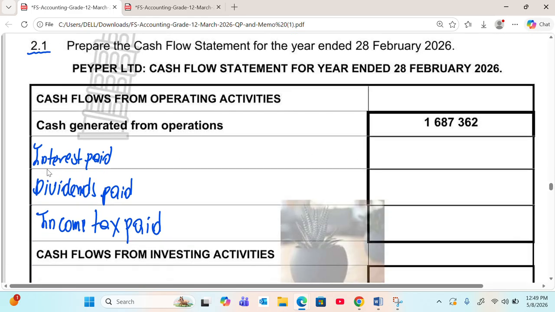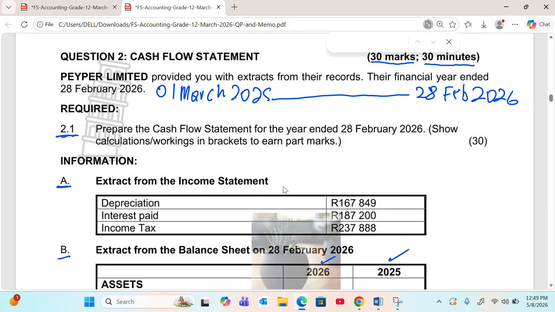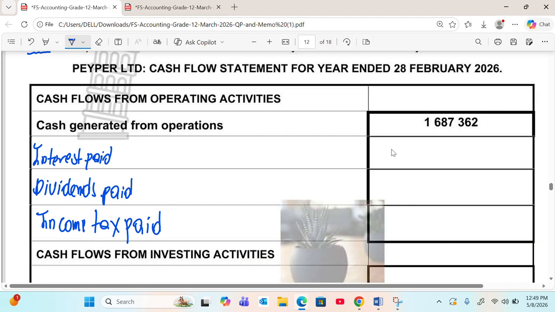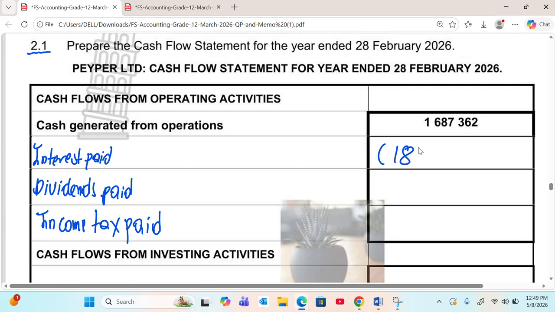First part, guys, we need to minus interest paid. Do we have interest paid? Yes, we have interest paid from the income statement. How much is it? It is 187,200. So you go and minus the interest, because interest paid is a finance cost. You go and minus interest paid.